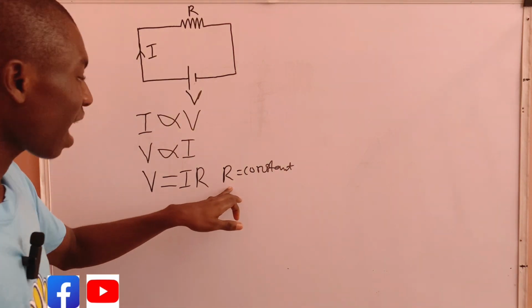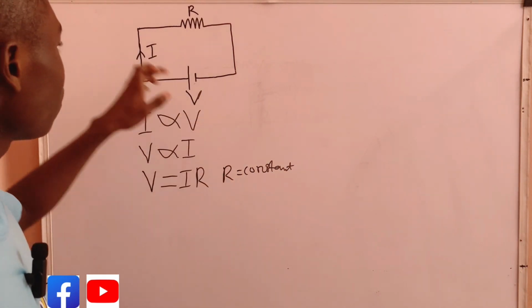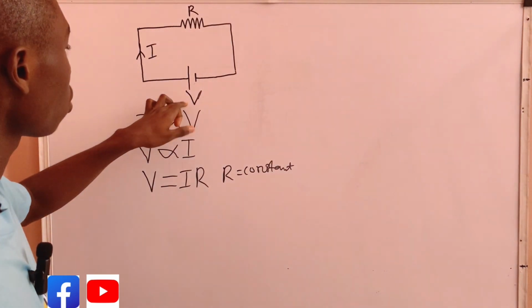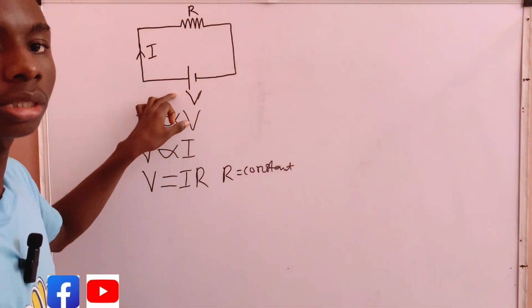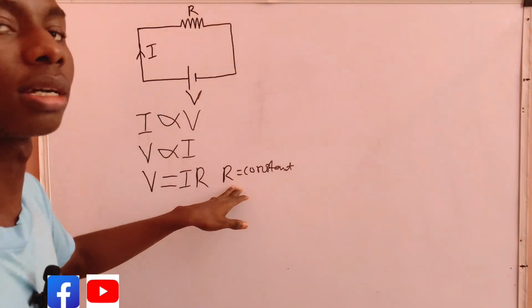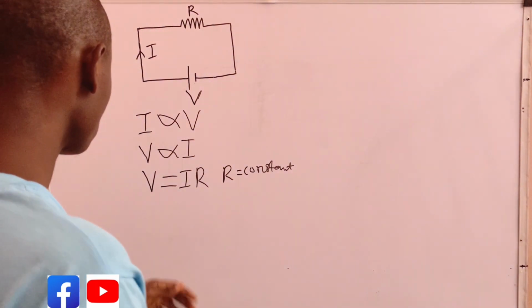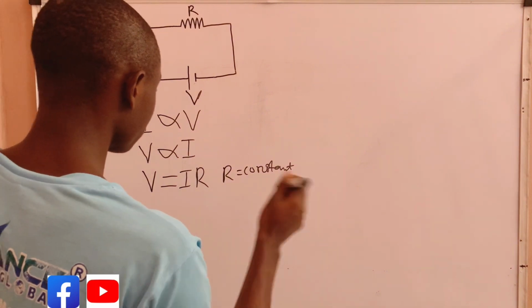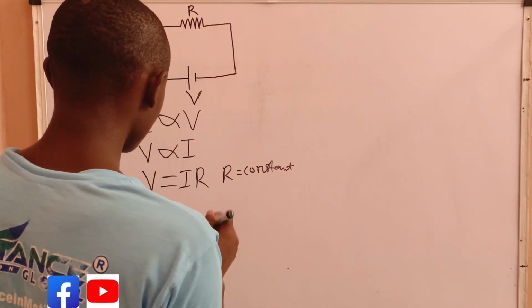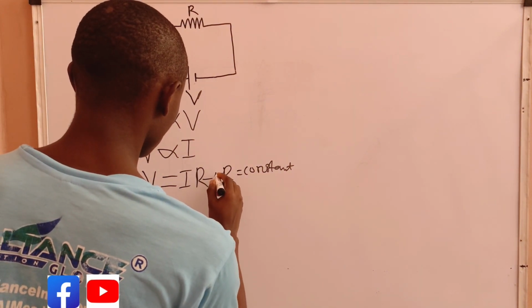So at constant R, the value of current will be proportional to the applied voltage, in as much as the resistance and any other physical factors of the conductor are kept constant. So we can call this equation 1.